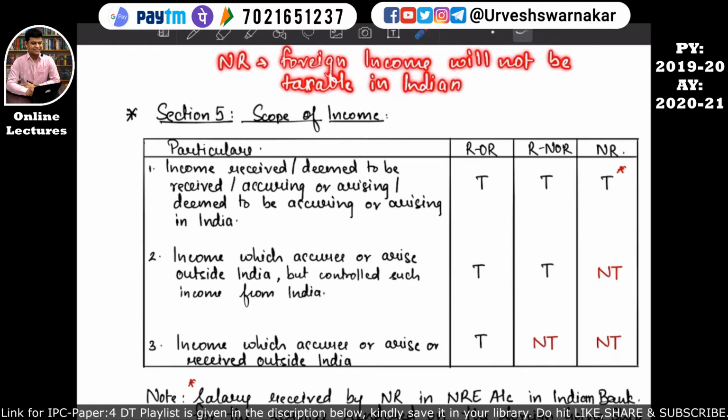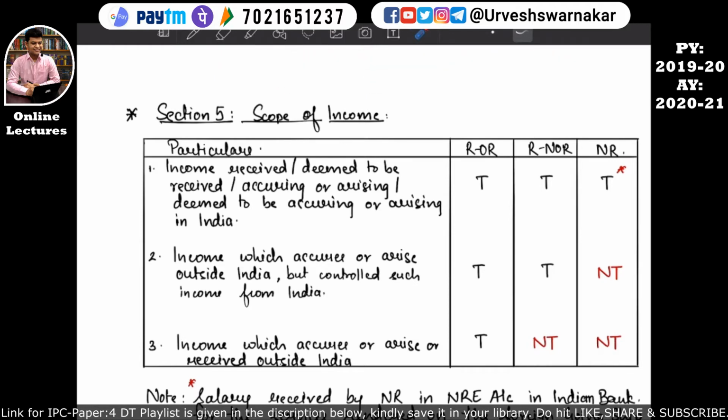So whatever I have said right now, I am saying on the basis of section 5, scope of income. So basically here a table is given. This table will help you to solve scope of income sums. So let's understand this table. There is particulars, there is resident ordinary resident, there is resident non-ordinary resident, there is non-resident. So basically these are individuals. This individual is a resident ordinary resident, this individual is a resident non-ordinary resident, and this individual is a non-resident. I hope this is quite clear to you all.